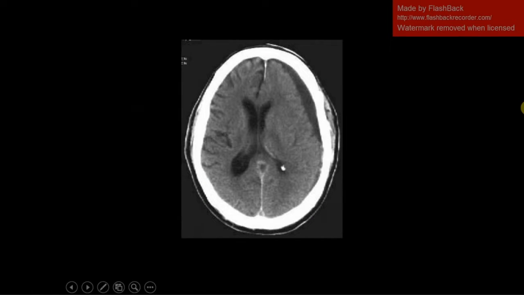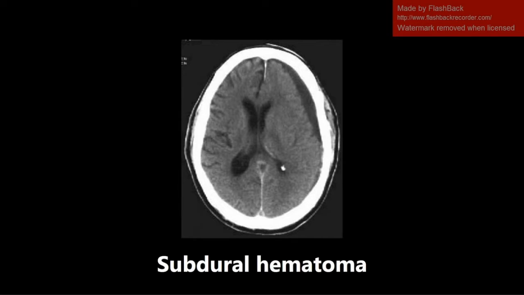This next image is a CT scan of the brain, and what we're looking at here is a subdural hematoma. You can see it right up here. So a subdural hematoma is crescent shaped. The way that I always remember that is that crescent has an S in it, subdural hematoma has an S in it. Just a silly thing, but that always helped me.